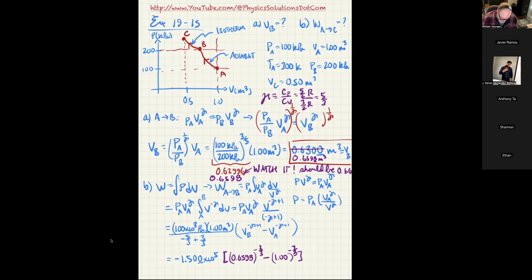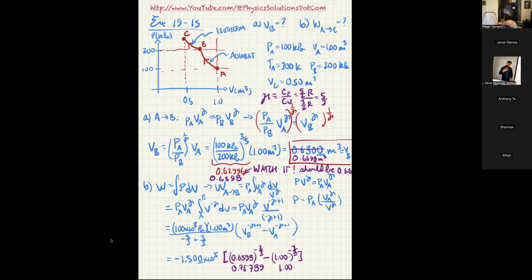Oops, I just erased it all. That was smart of me. 0.6598 raised to the 0.6666666 gives me 0.75789. And of course, 1 raised to any power is going to be 1.00. And of course, this part in the front came out to be joules, Newton meter squared, yeah, Newton meter. And then these units, technically, yeah, that should be fine.